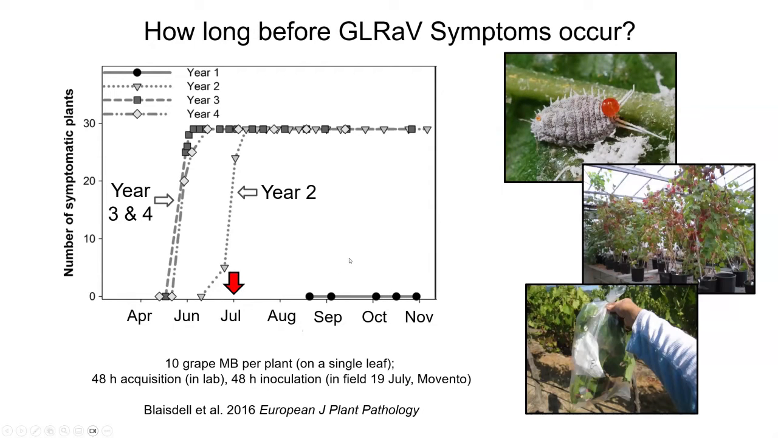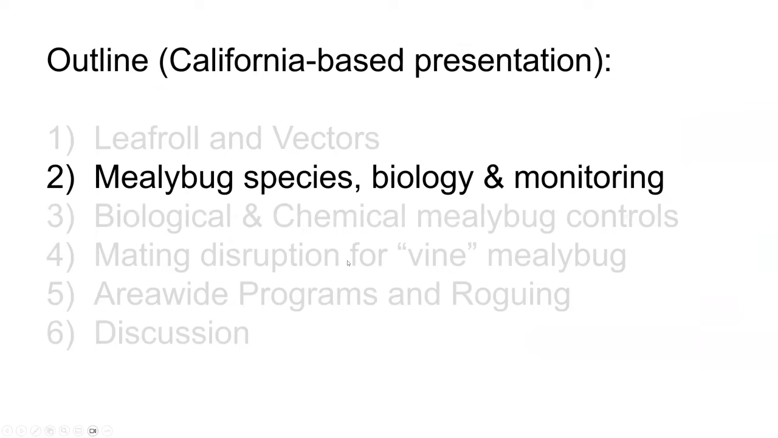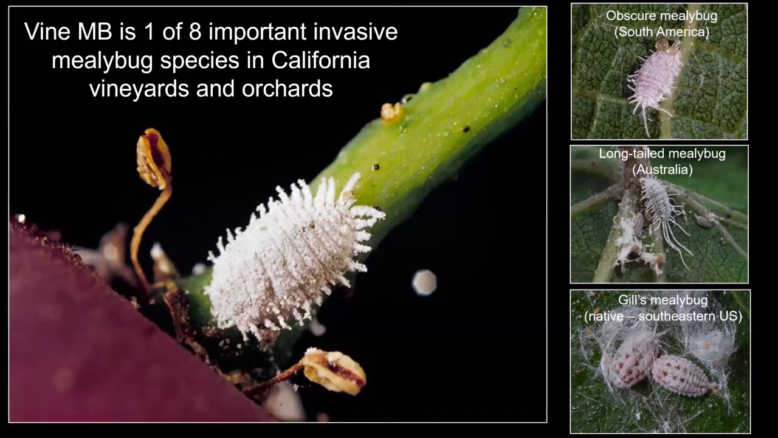Let's switch over now a little bit to California mealybug species, even though today's talk is really going to focus on vine mealybug controls. There's the vine mealybug. It's one of about 8 invasive mealybug species in California vineyards.